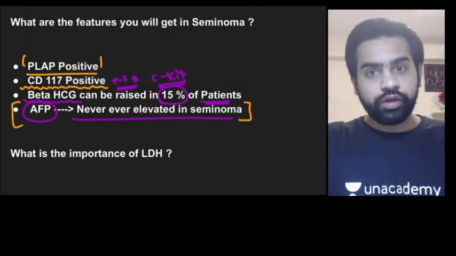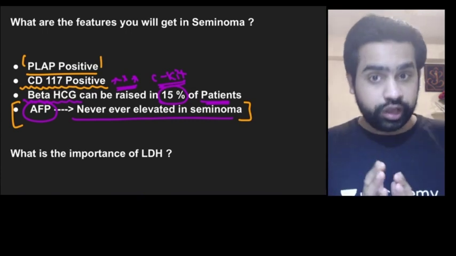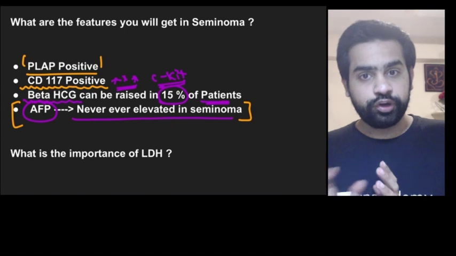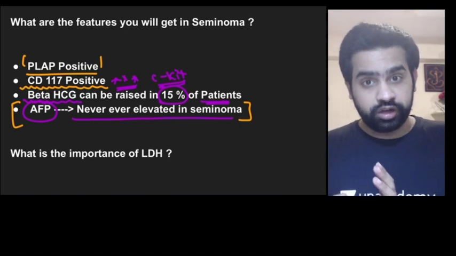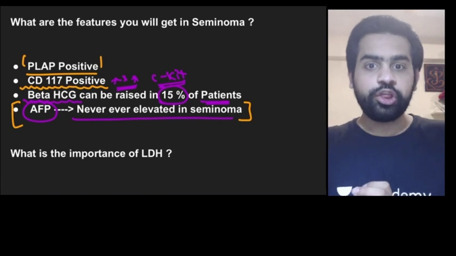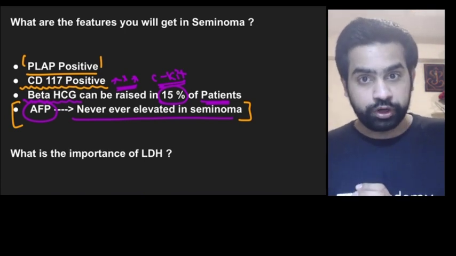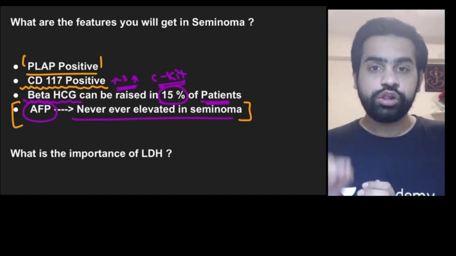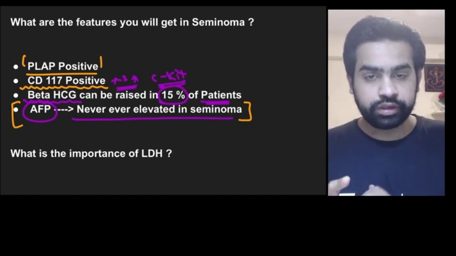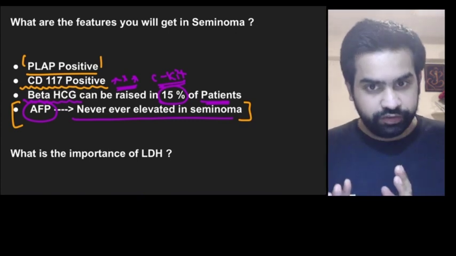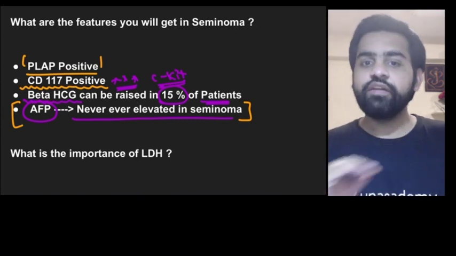Even if you have a histopath report which says it is a clear-cut, pure seminoma, but on the blood reports alpha fetoprotein is elevated, you will consider this to be a non-seminomatous germ cell tumor and you will treat the patient like that. Very, very important point. Alpha fetoprotein is never ever elevated in the patients of a pure seminoma. Please remember this. Beta HCG, yes, it can be elevated in 15% of the patients, but alpha fetoprotein is never ever elevated.